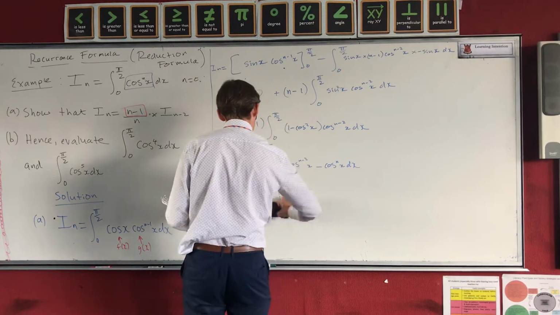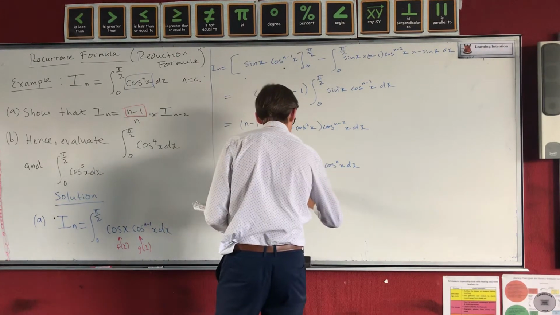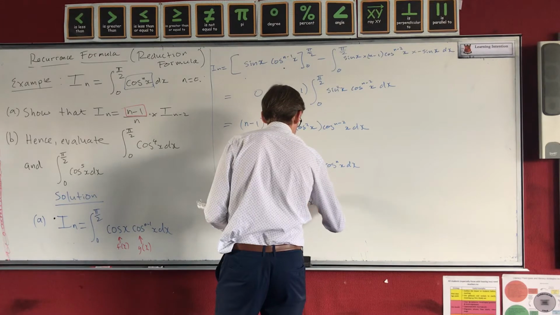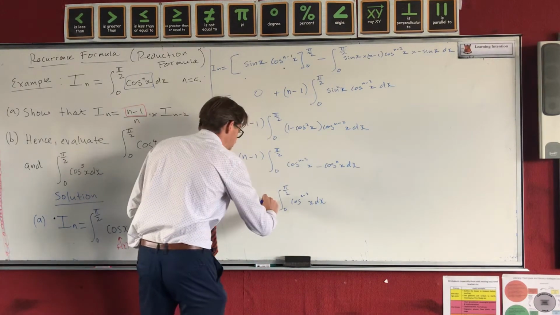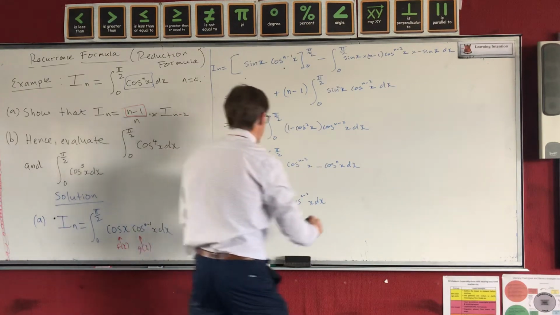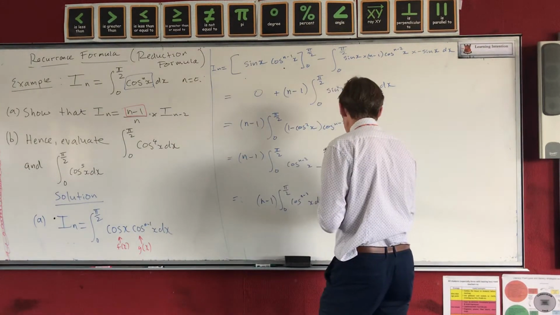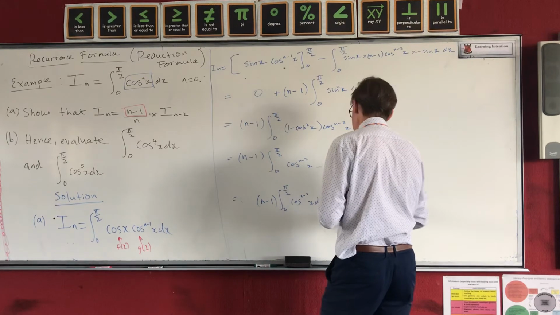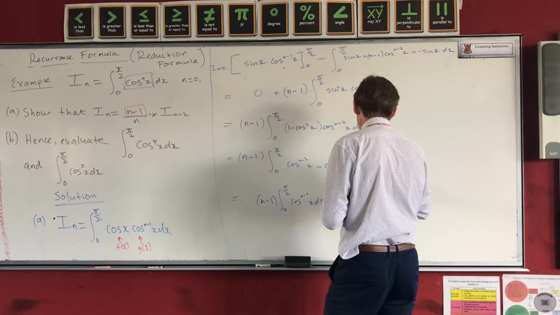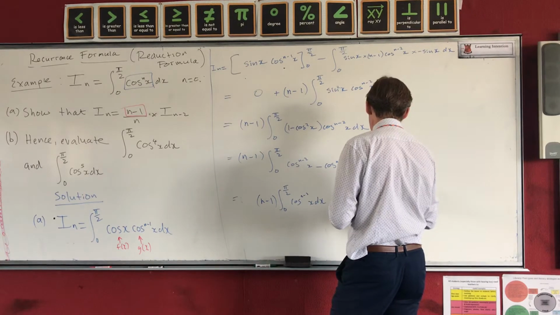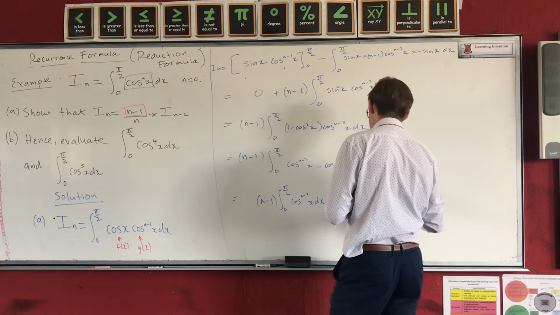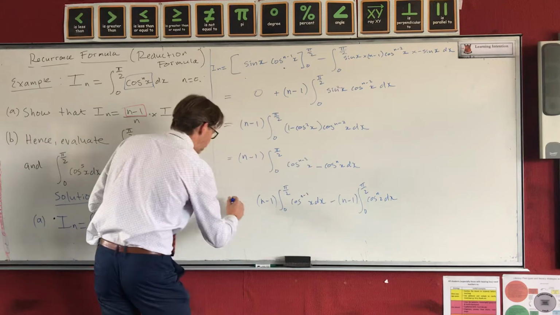I'm actually just going to keep that as (n minus 2)x dx. Here we go. And I'll put n minus 1 a little bit closer. Then minus (n minus 1) times the integral from 0 to pi on 2 of cosine nx dx, and that's all equal to In.